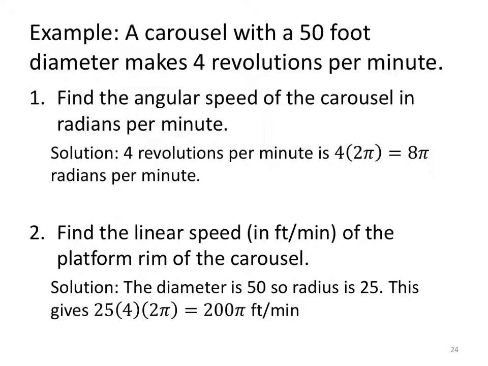So let's look at a carousel. A carousel with a 50-foot diameter makes 4 revolutions per minute.